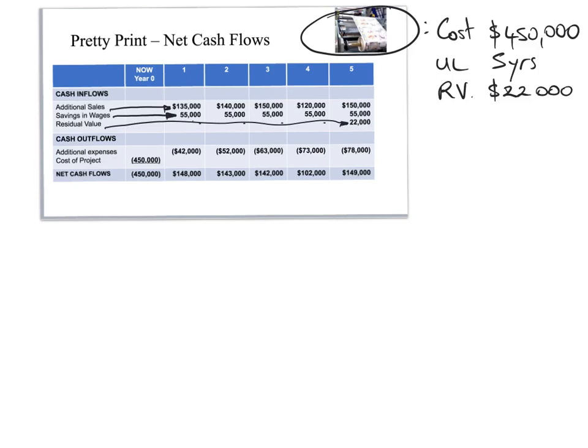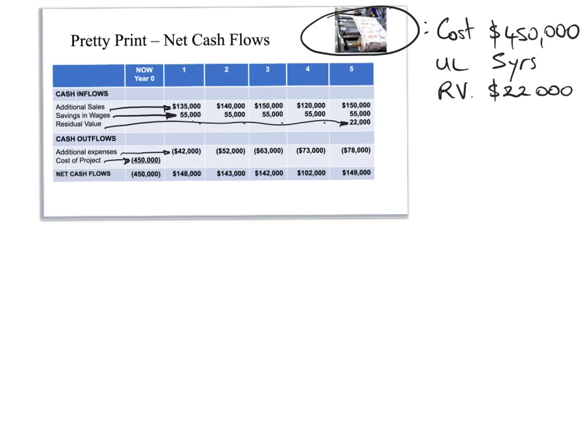All right, the cost of the project is now in year 0. So you notice that we show that as an outflow in year 0. And then we've got our additional expenses of running this machine, like electricity and other items. These are the cash expenses. So you'll notice that they're different every year.